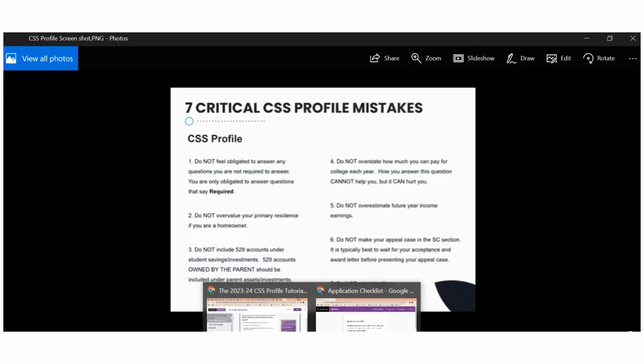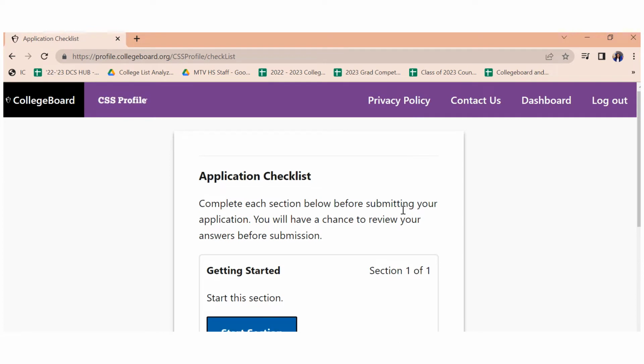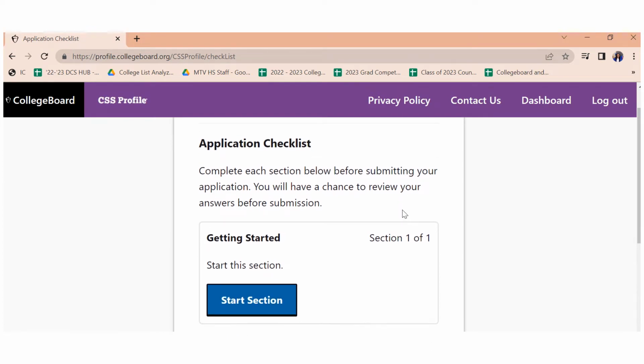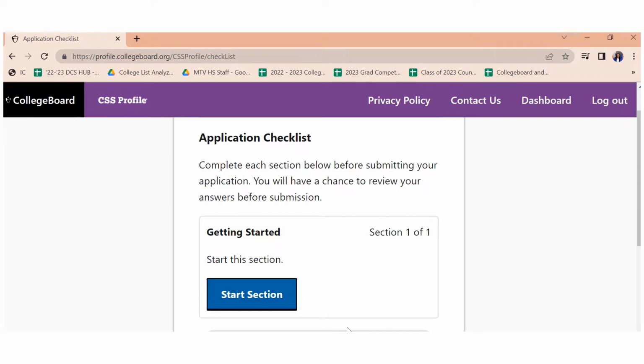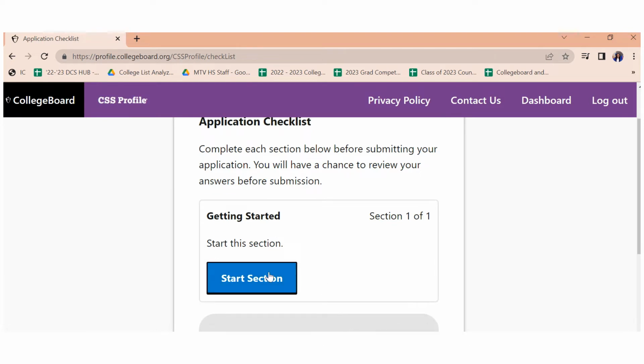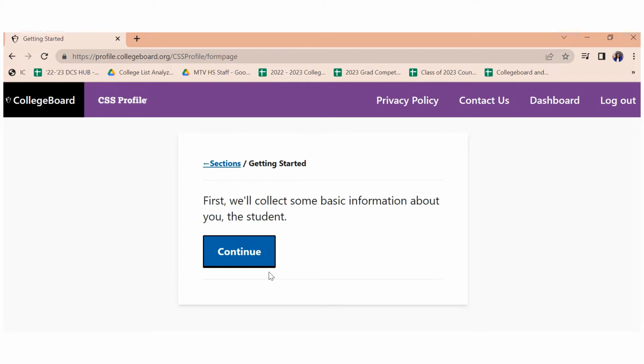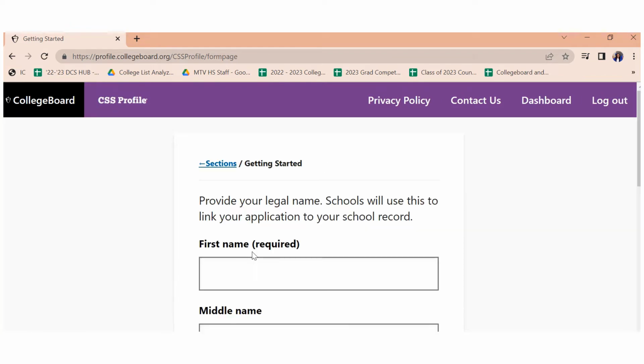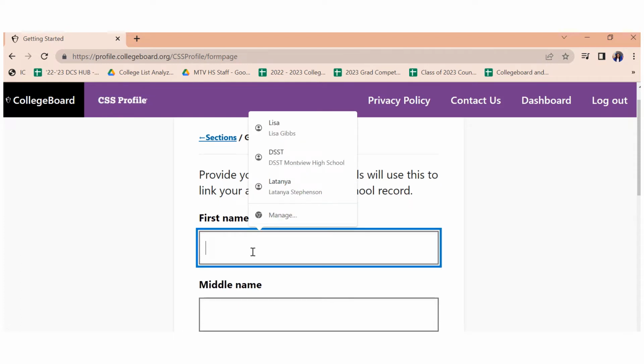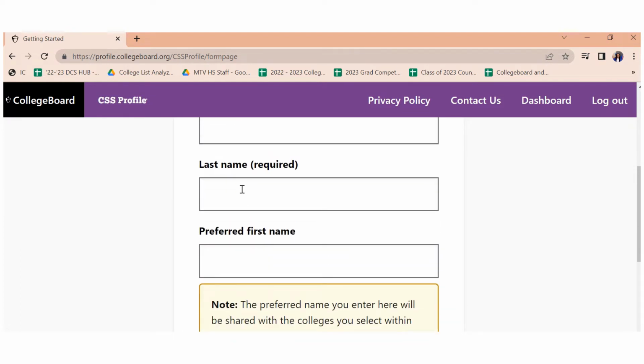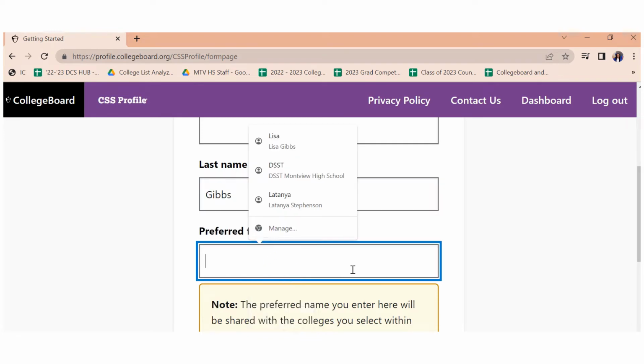So we will go ahead and jump back to the CSS profile and getting started. So we'll start section 1 of 1, and know that the sections will vary depending on your circumstances. So unlike FAFSA, there's not a set number for every question. It depends on your circumstances and uses skip logic. So we will go ahead and click Start Section and click Continue. And you will enter some basic information about the student, name, address, things like that.